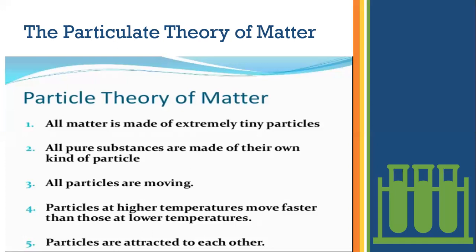All particles are moving. Particles at higher temperatures move faster than those at lower temperatures, and particles are attracted to each other. So these are the 5 main principles of the particulate theory of matter. Essentially, what we mean is that matter is made up of particles, and these particles are always in motion. This is essentially what the particulate theory of matter states.